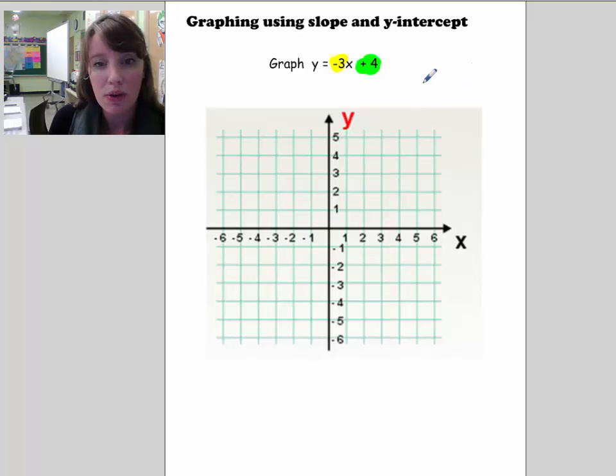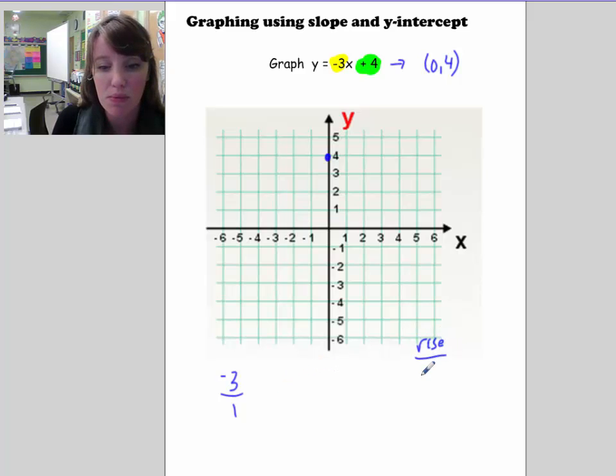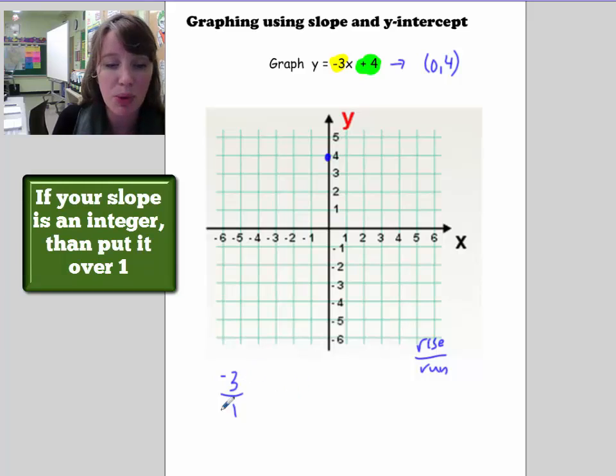So here, the first step is to plot the y-intercept. Remember that this is equal to (0, 4), so you plot the point (0, 4), which is right here. Okay, and then what's strange is that -3, by the look of it, isn't a ratio, but certainly I could put -3 over 1, and it becomes the ratio of rise over run. So if your slope is an integer, a whole number or its opposite, then just put it over 1, and then you can get both the rise and the run.